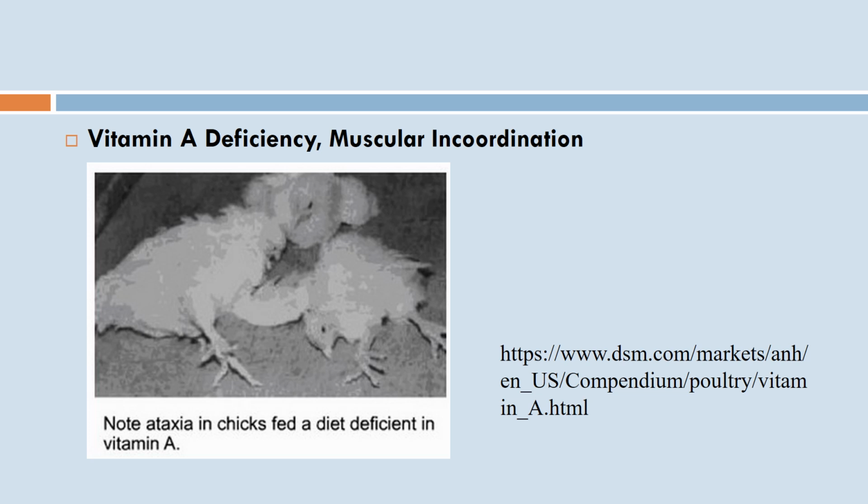Vitamin A deficiency and muscular incoordination. This is a picture from this website DSMN. Here, the ataxia in a chick that was fed a diet deficient in vitamin A. Birds are not able to stand.